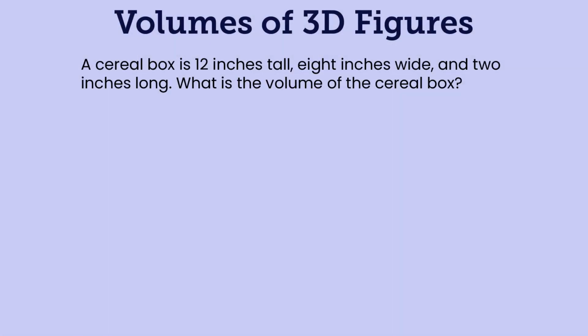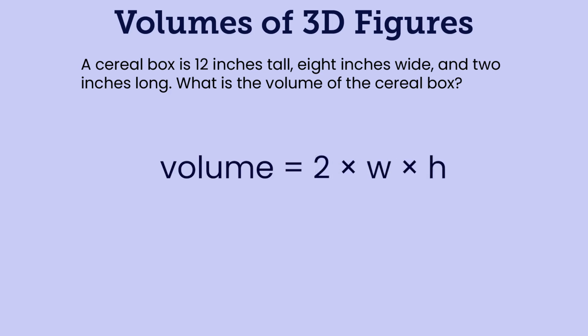A cereal box is 12 inches tall, 8 inches wide, and 2 inches long. What is the volume of the cereal box? To find the volume, start with the volume formula for a rectangular prism, which is volume equals length times width times height. Now, find all the necessary dimensions and plug them into the formula. The length is 2 inches, the width is 8 inches, and the height is 12 inches. And since 2 times 8 times 12 equals 192, the volume of the cereal box is 192 cubic inches.